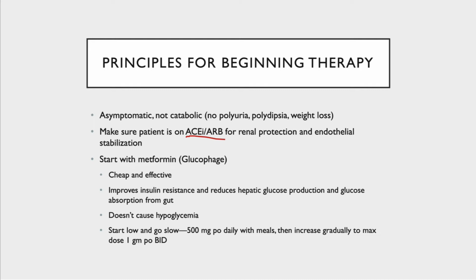Now, the way we do this is we start low and go slow. So for diabetes, the starting dose is 500 milligrams once a day with meals. Then you increase by 500 milligrams per week until you get up to a 2-gram total daily dose in divided doses. For pre-diabetes, it's different. You can start 850 in the morning and then add 850 at night, and that's sufficient for pre-diabetes.